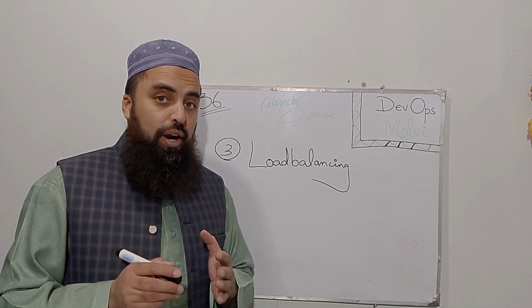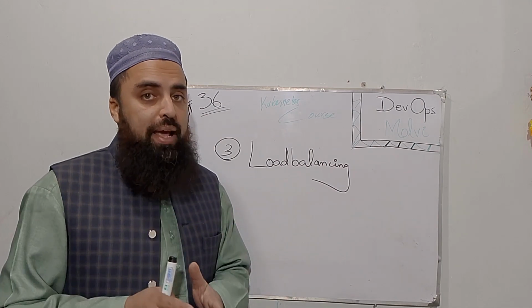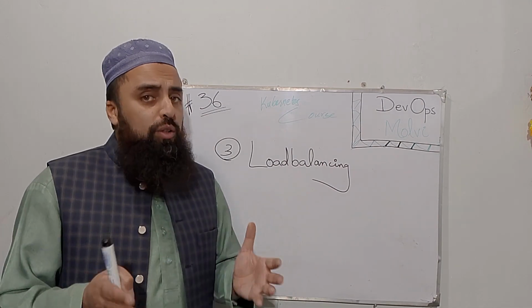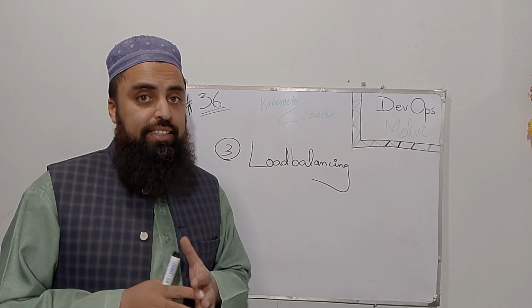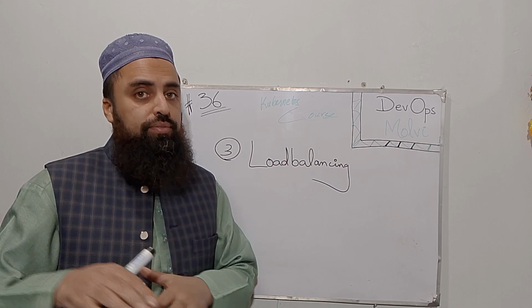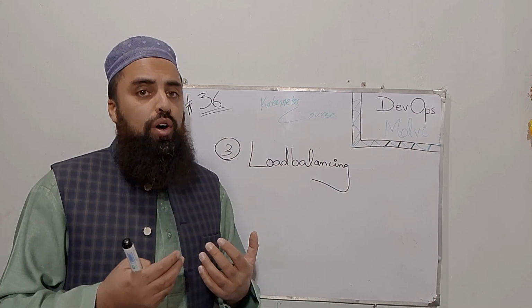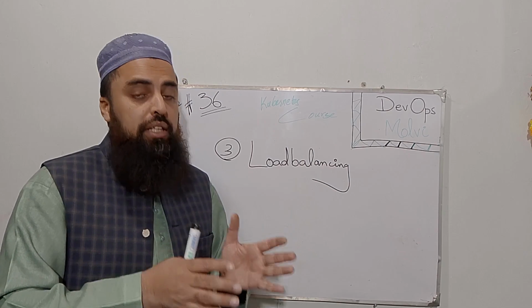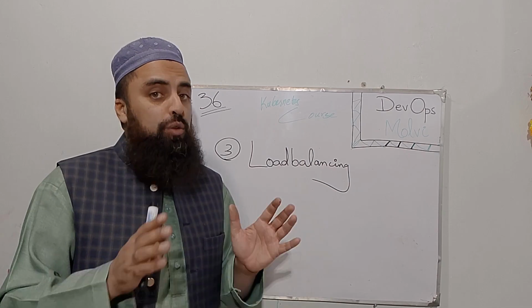Alright guys, the third point of what Kubernetes is used for: Kubernetes is used for load balancing our traffic. We all know that load balancing, as the name says, is a technique that equally distributes the traffic among servers. For instance, if we have 5 or 10 servers and I want to equally distribute traffic on all those servers, I would have to use a load balancer.